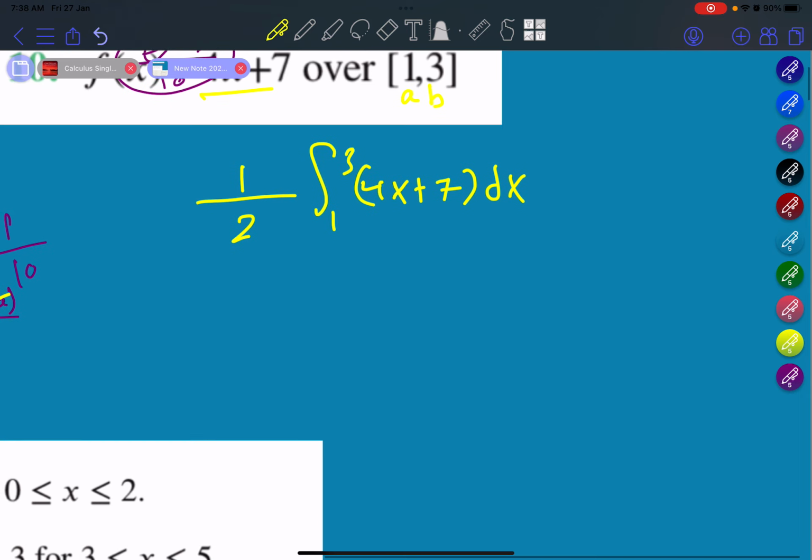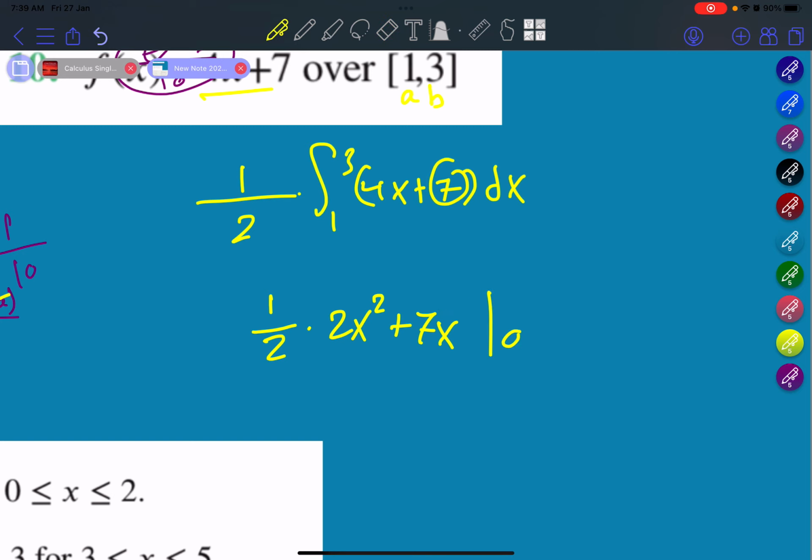Now, 1 over 2 times, we will integrate 4x. So this is power 1. We'll add 1, it becomes 2. Then divide by 2. The 2 and 2 with the 4 will go, so it becomes 2x power 2. Plus, again a constant, it will become 7x right away.